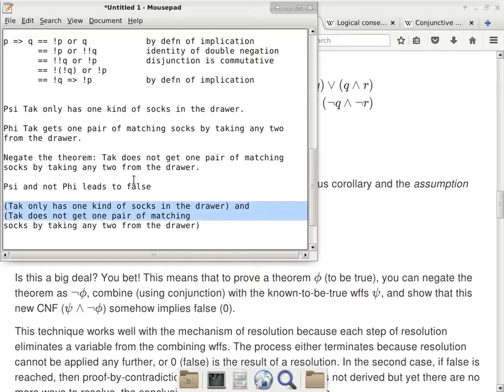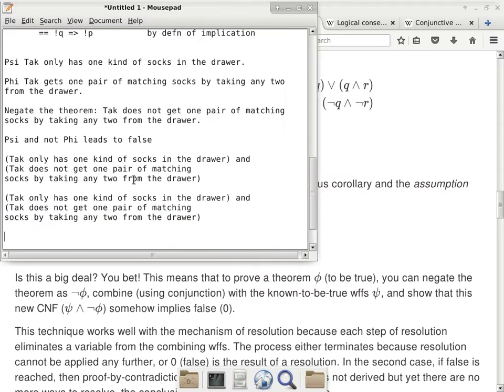But I'm a little bit confused. Does that imply that there exist two socks in the drawer? Because if there don't, then you could also have that statement be false, that Tag gets one pair of matching socks by taking any two from the drawer. Oh, but then it'll be true because you can't take any two socks from the drawer. Yes. So the key here is this particular statement.